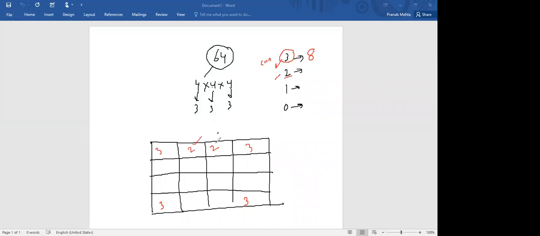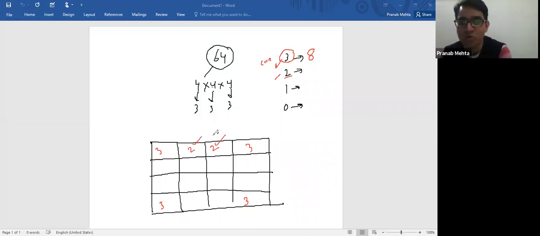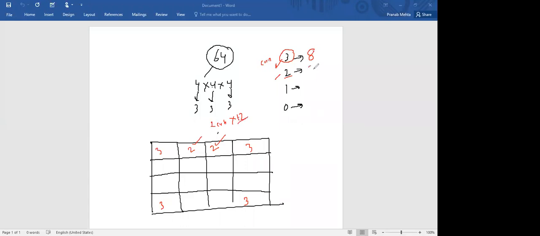This will have two faces painted. So from one edge, I'm getting 2 cubes. Since a total of 12 edges are there, and one edge is giving me 2 cubes, 12 into 2 is 24 cubes. 24. Yes. All right.